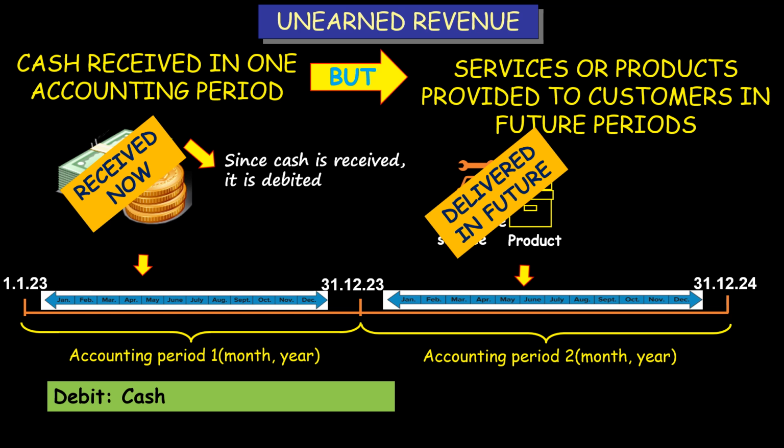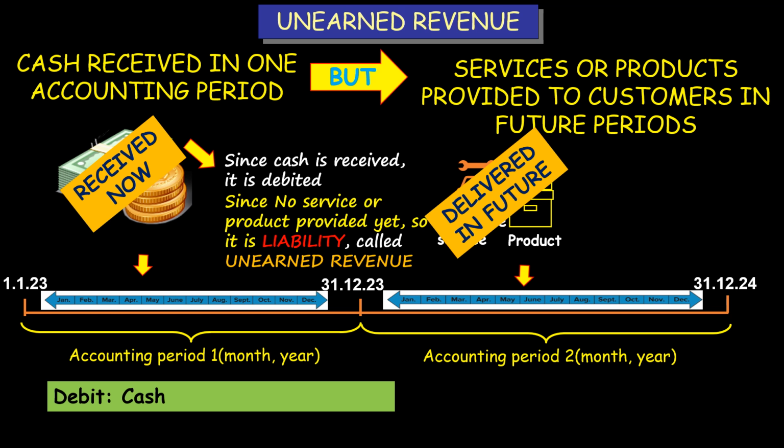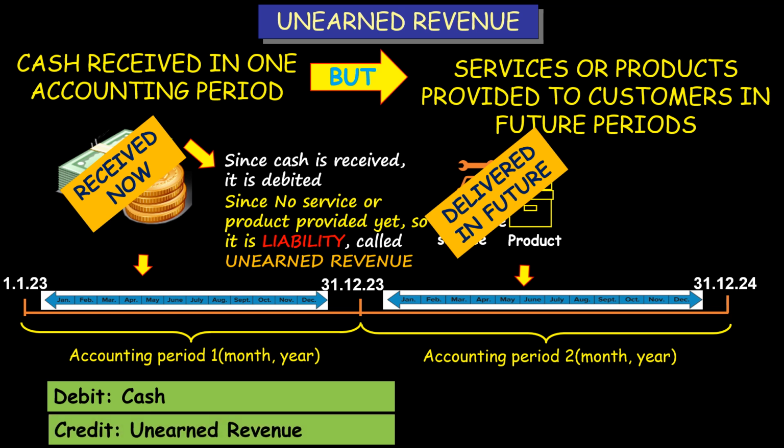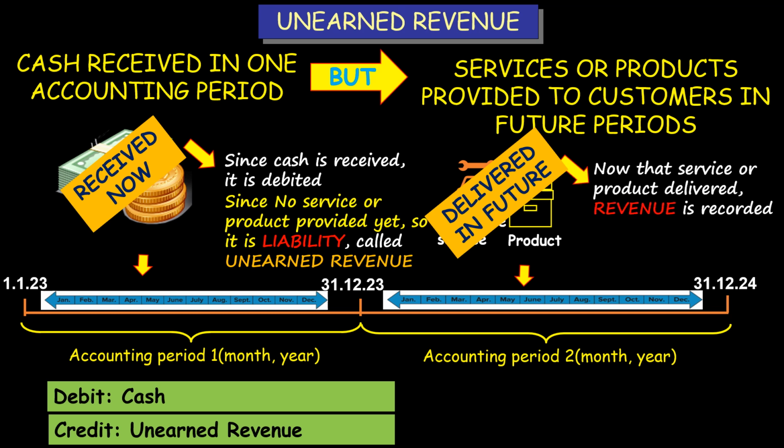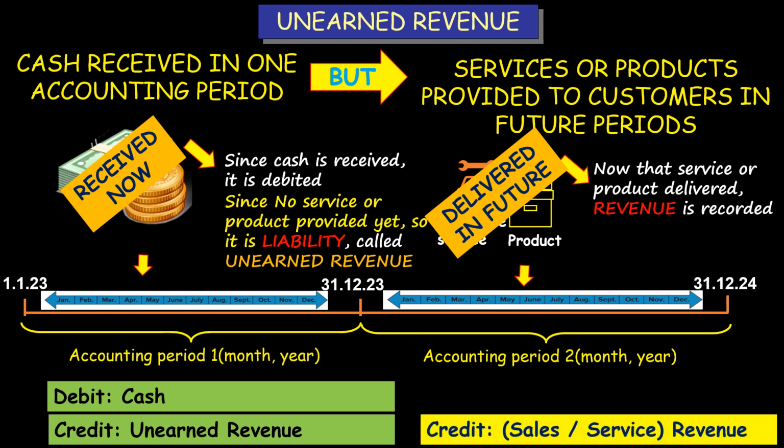Now, since we are going to be selling something to the customer in the future, that makes it our revenue. But since we have not sold anything to the customer at the time when we receive the cash, this revenue is unearned, and we will credit the unearned revenue account. It's an obligation, a liability for the business. Now, when the business provides the product or delivers the service to the customer in the future, that's when the business has earned that revenue. So it will credit revenue.